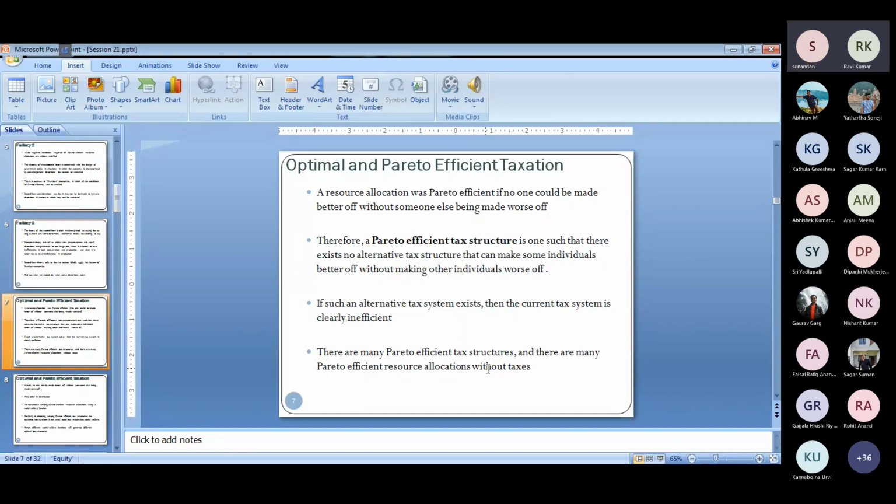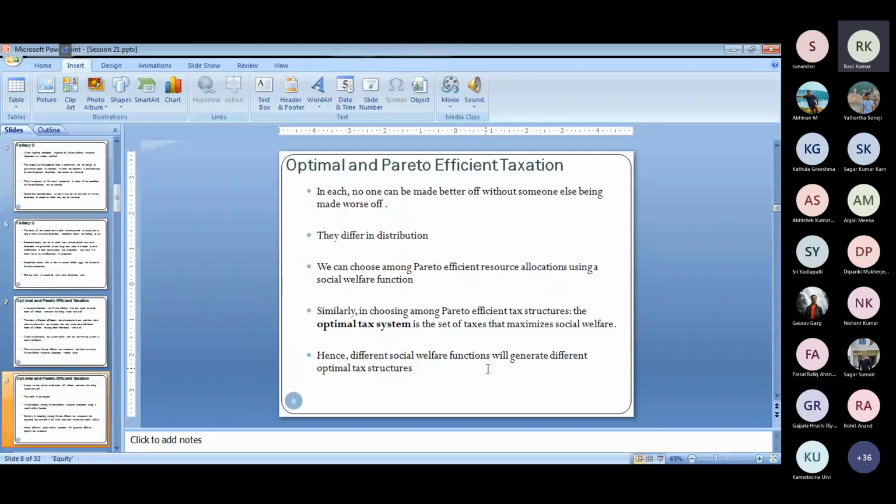So you can have a set of Pareto efficient tax structures. Take, for example, the Lindahl one, who started with efficiency. Even the demand revealing tax system. Or you can have a number of Pareto efficient resource allocations without any tax. Now, the core idea behind this, that the only difference among these different allocations with or without taxes are nothing but differences in distributions, right?